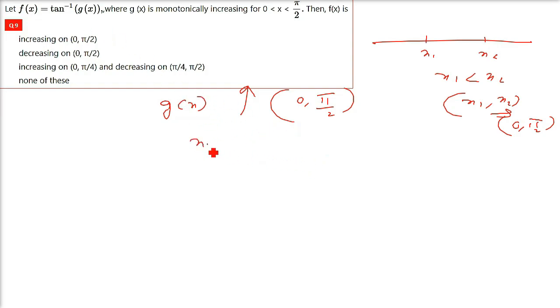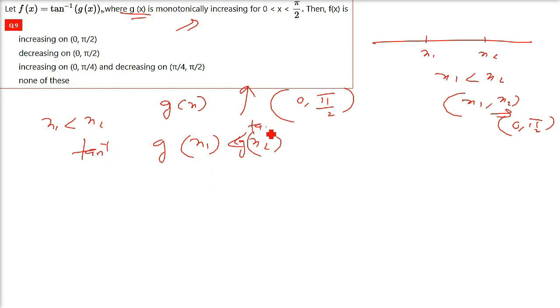So when we have x1 less than x2, the definition of a monotonically increasing function is that g(x1) should be less than g(x2). That is, x1 is less than x2, and g(x1) is also less than g(x2); that is monotonically increasing. Okay, so that is the definition. If x1 is greater than x2, g(x1) should be greater than g(x2). That is the whole idea.